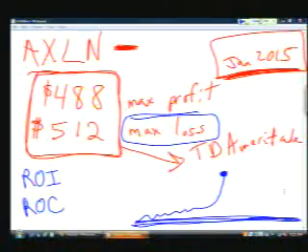All right, let's go to Courtney and Woodward. What percent did you get for your max profit? In other words, the ROI or the ROC. What did you get? Pretend we got the entire max profit, $488, and they were holding $512. So that's what you're pretending.